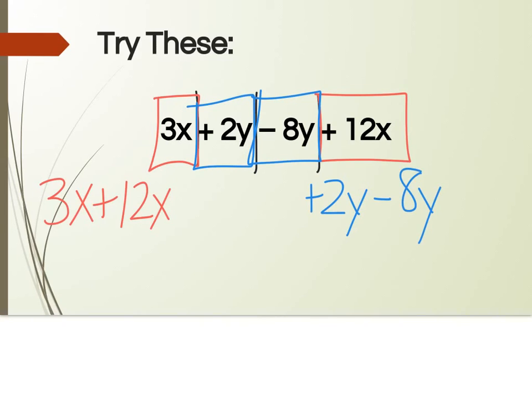First solve for the x's. You have a positive 3 and a positive 12. They're same signs, so you add and keep. 12 plus 3 is 15. Bring down your x, and their sign was a positive.